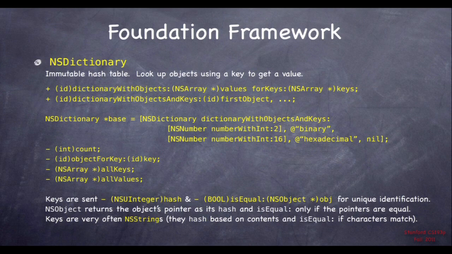The keys are sent the hash method, which is an NSObject method, and isEqual in order to identify them. It's a hash table after all. NSObject returns the object's pointer as its hash and isEqual if the pointers are the same. But most times you're going to use something like a string as your key into the hash table, and strings hash based on the characters in themselves, and they're isEqual if the characters are the same, even if the pointers are different. Okay, so usually string is the most common key, but you could use another object as long as the objects are unique by pointer.